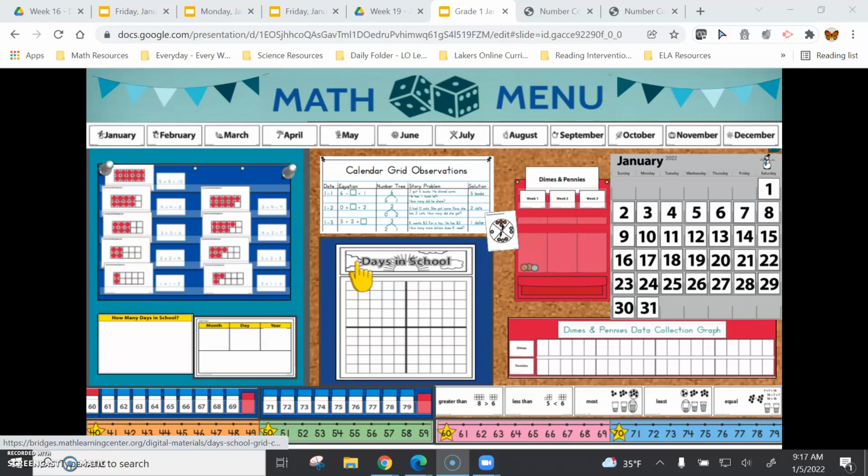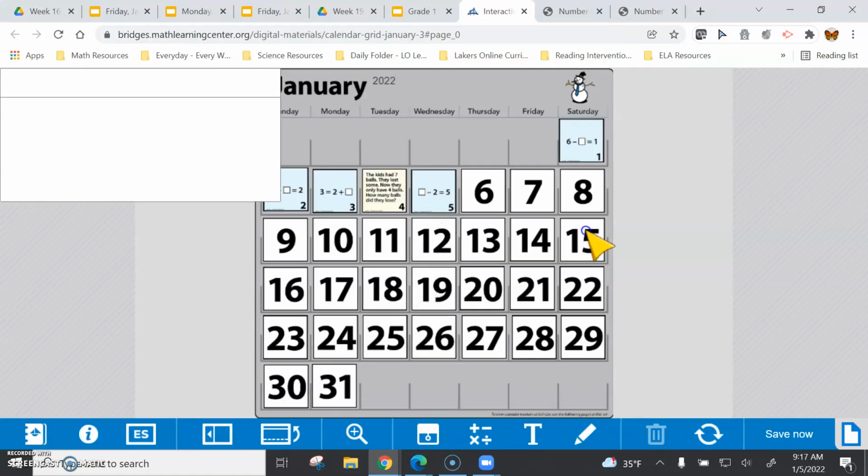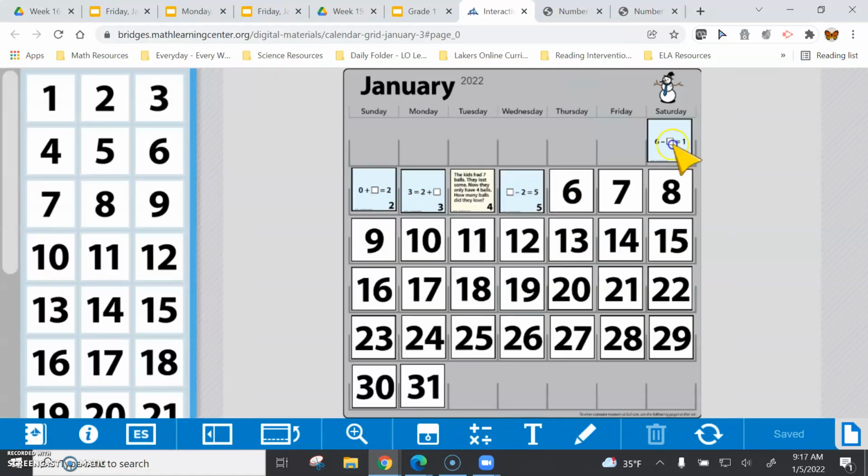Let's find out what's on our number corner calendar. Seeing equations and story problems. What will we see today? What do you think it'll be? A story problem or an equation? Let's find out.